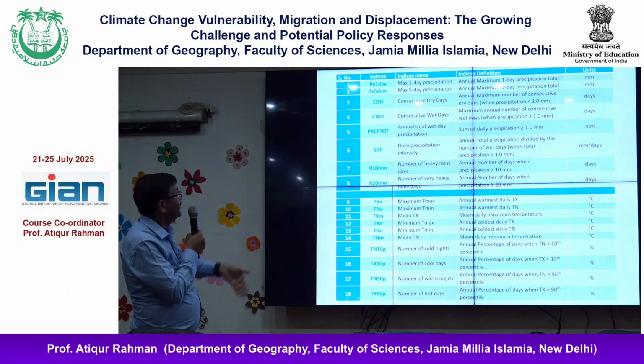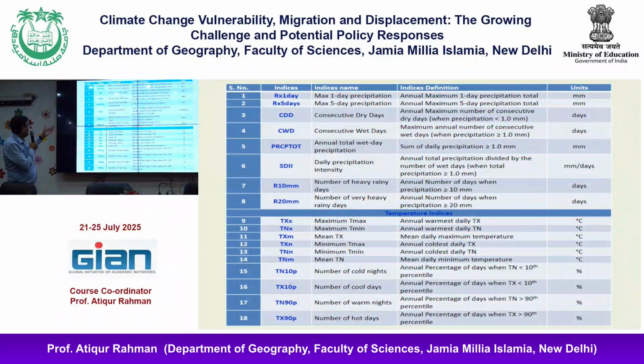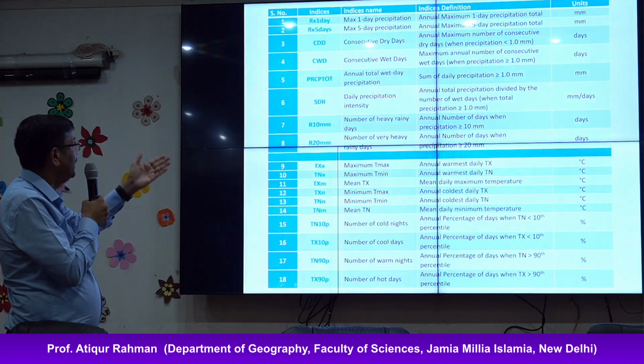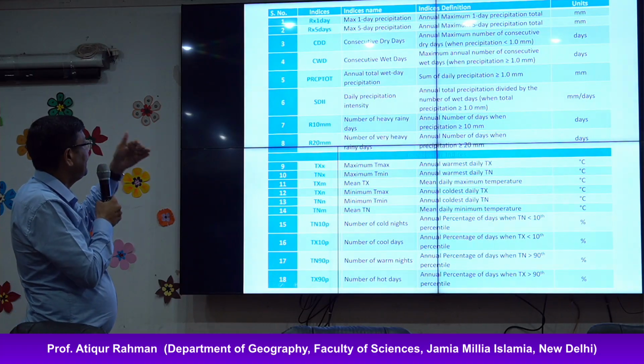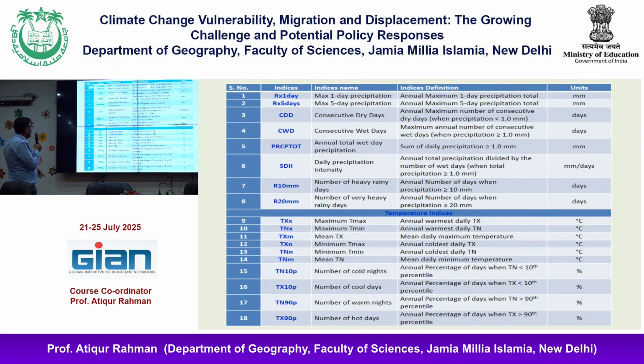So these are the indices. What he has taken. Say first indices: Maximum 1-day precipitation. See the third column. Maximum 5-day precipitation, consecutive dry days, consecutive wet days. Annual total wet days precipitation, daily precipitation intensity, that is very important, what we have seen today. Number of heavy rain days, number of very heavy rainy days.